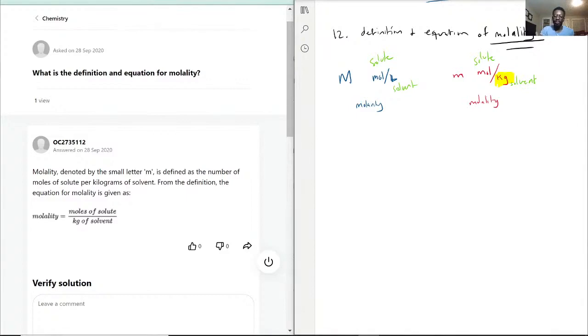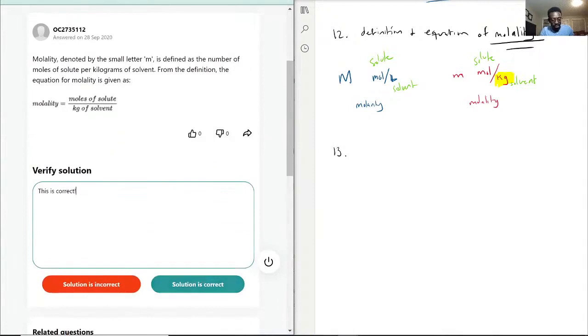Okay, so we'll move on to question 13 here. This is definitely correct because it even made sure that I was doing it correct.